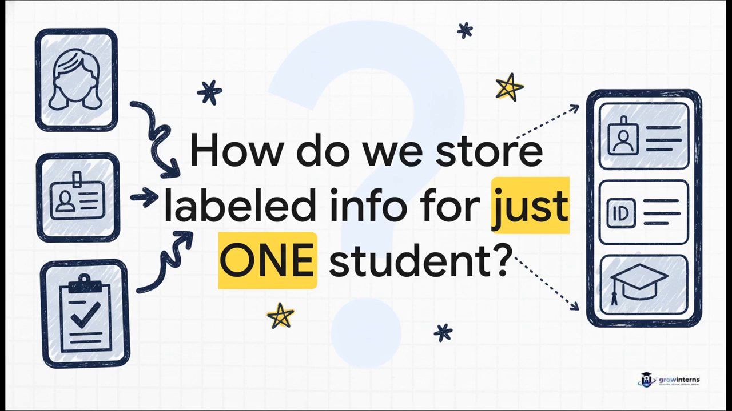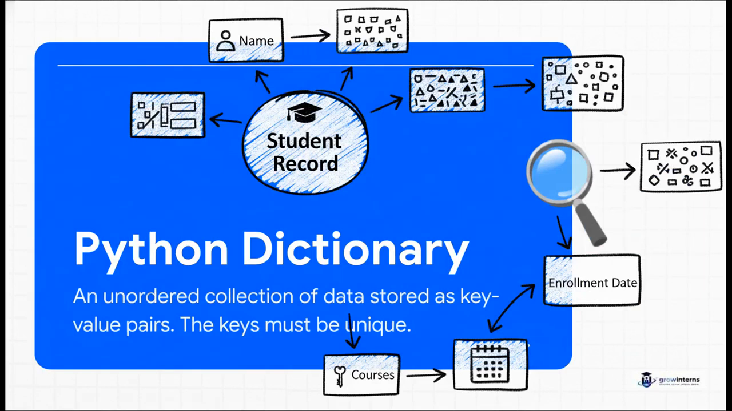We need a structure that bundles them together and actually labels what each piece of info is. And the perfect tool for this job in Python is a dictionary. A dictionary is awesome because it lets us store information in what are called key-value pairs. You can think of the key as the label, like name, and the value as the actual data, like Alex. It's the perfect way to create a neat little package of information for a single student.